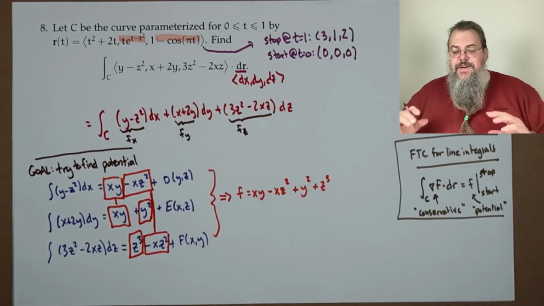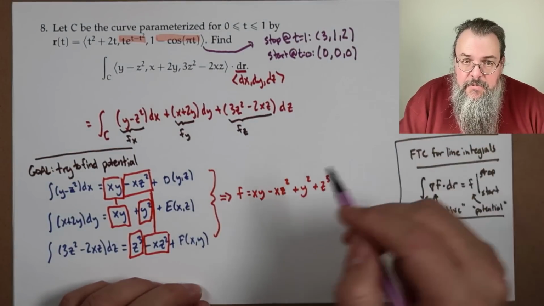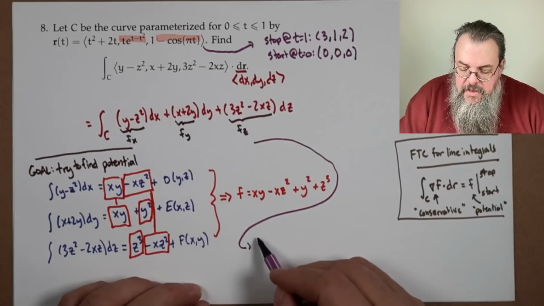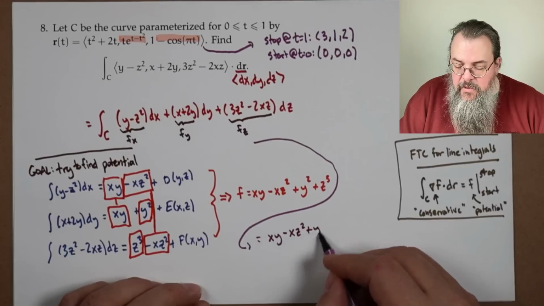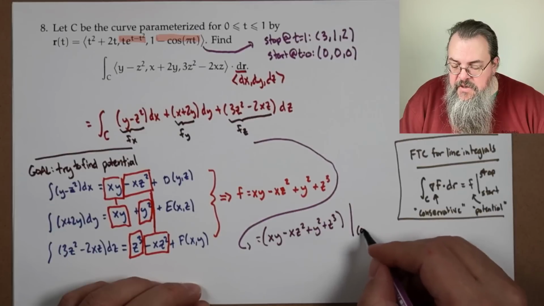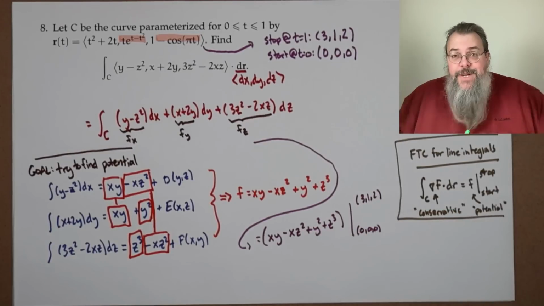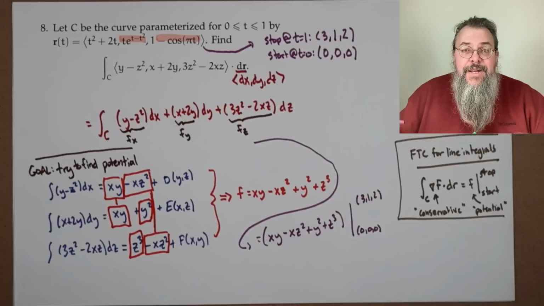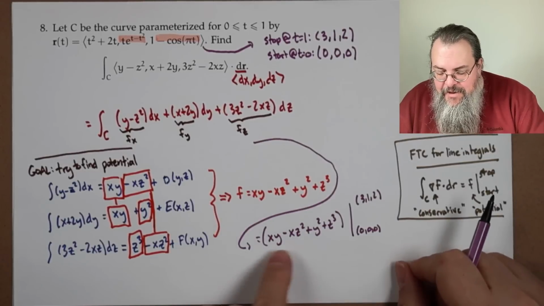Okay, so all of this is to say that we now take this and we say, lo and behold, this is going to be equal to our xy minus xz squared plus y squared plus z cubed, evaluated from 0, 0, 0, where we start on our curve, to 3, 1, 2. And the thing is, we don't care about the curve. That's the beautiful thing. This says it doesn't matter what the curve is. It just matters where the endpoints are. Oh, nice. And also nice, lots of zeros.